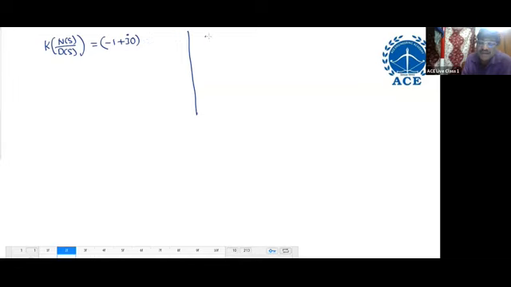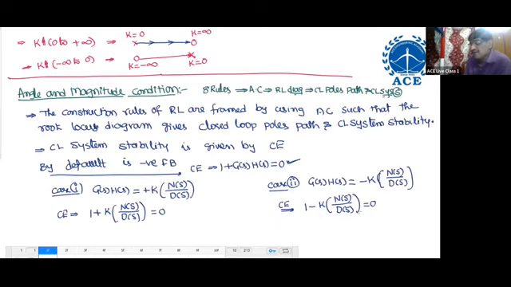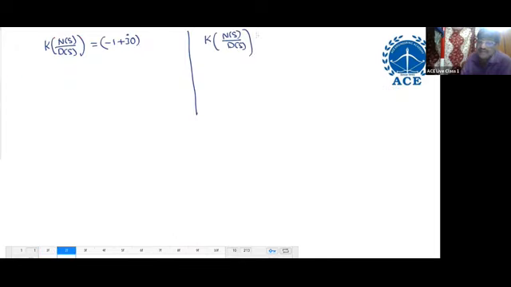Here, what is k into n of s by d of s? From this, you write, na? K into n of s by d of s. This one goes to the other side, it will become 1. Minus minus becomes plus, na? That means it will become 1 plus j0. What is the angle condition?